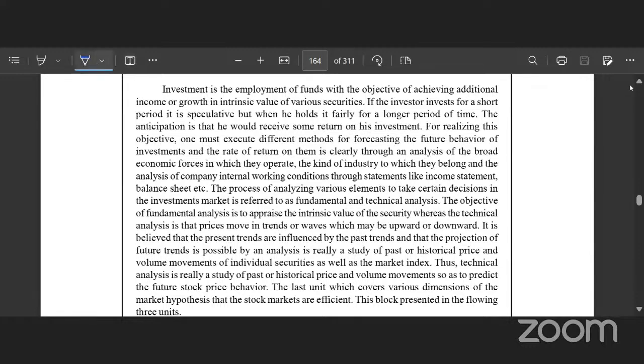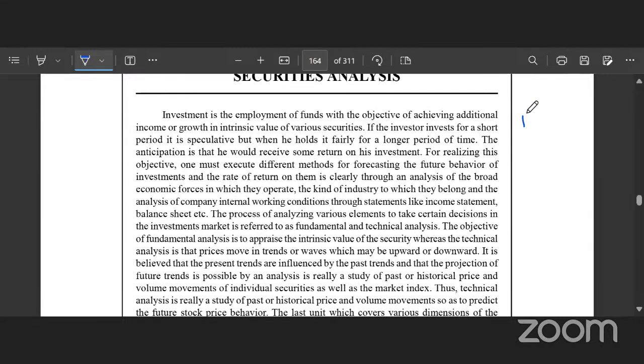So this reading is all about security analysis. The basic reason why we go for security analysis is we would like to invest our money, and when you invest, you would like to get the return. So the investment should lead us into getting returns, and to get better returns, we need to understand the securities in a proper way.